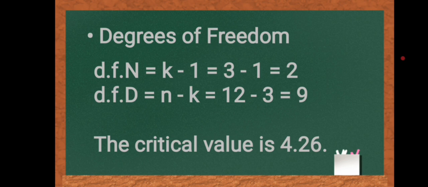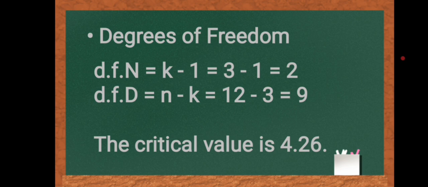Next, we calculate the degrees of freedom. The degrees of freedom for the numerator is equal to k minus 1, where k is the number of groups. As we look back on the problem, we have 3 groups, Group A, Group B, and Group C. So 3 minus 1 equals 2.